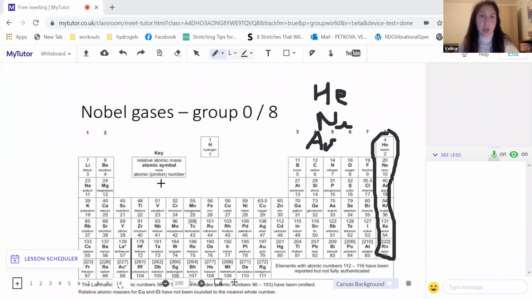Does a cross mean sharing in the dot cross diagram? The cross does not mean it's sharing. It's just representing an electron.